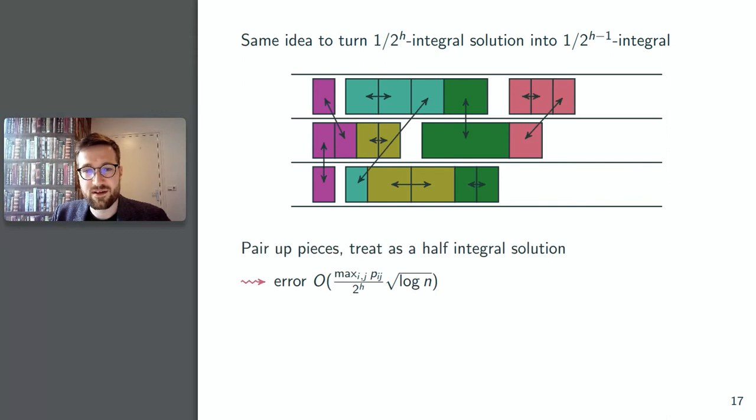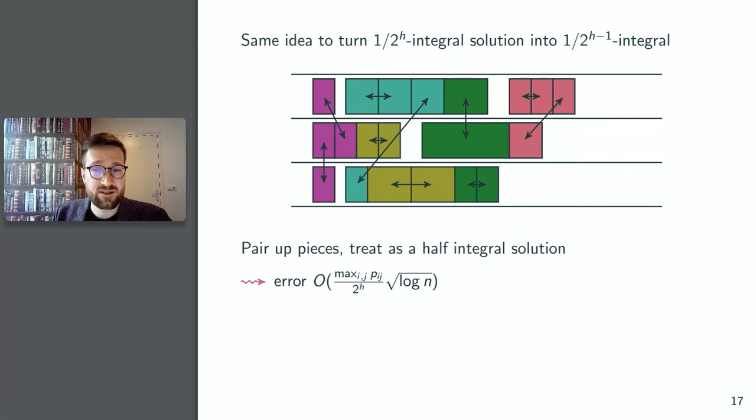What we first do is pair up the pieces of jobs, and now you can consider every pair of pieces as a single job. So for example, the red job is now not 4 pieces, but you have 2 red jobs of 2 pieces each. So this is just a half integral solution, where the integral solution would assign every pair integrally. So you just apply the same half integral rounding as before, and what you get is an error of maximum p_ij divided by 2 to the h times square root log n.